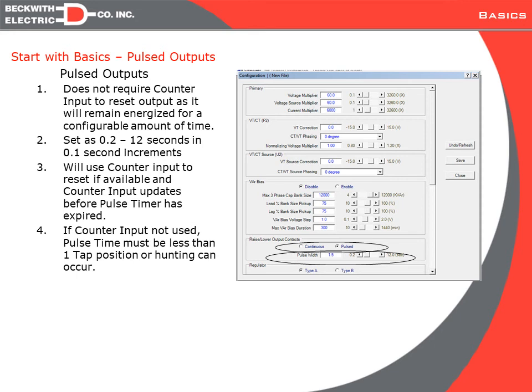So in this case, we're going to have a setting called pulse out with time. In this case, the default is 1.5 seconds. So what this is saying is, once I get a raise or a lower output, keep it energized for 1.5 seconds, and then turn it back off. Or if I see the operation counter increment before the 1.5 seconds is done, turn it off because we're only going to take one tap.